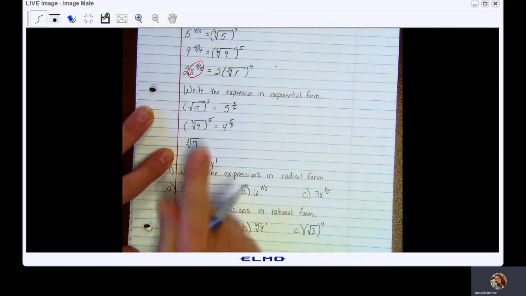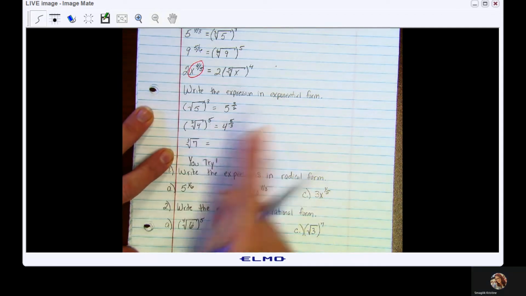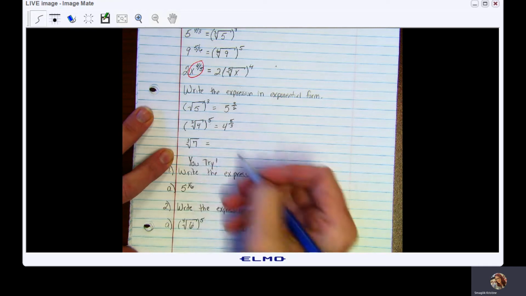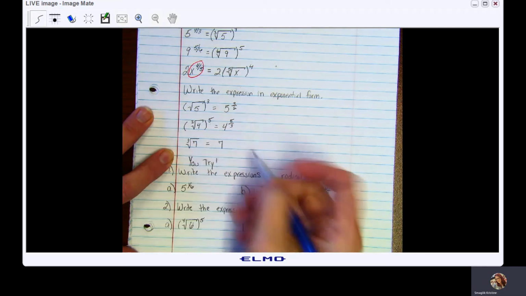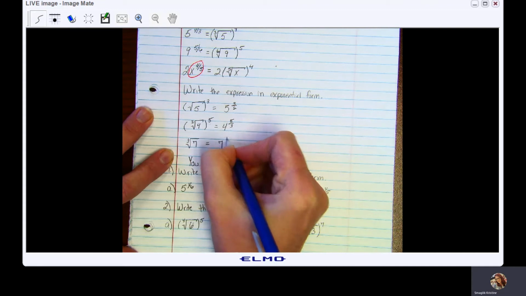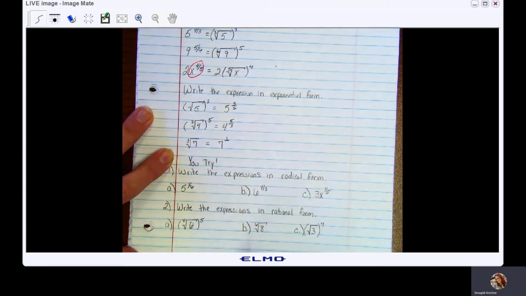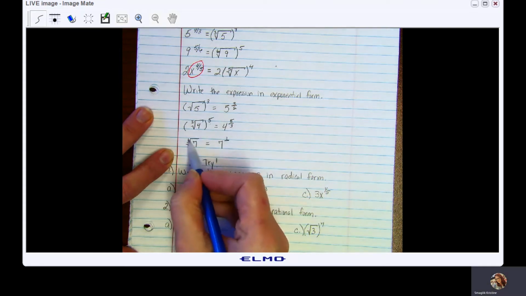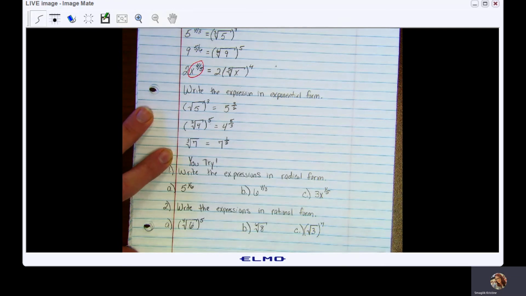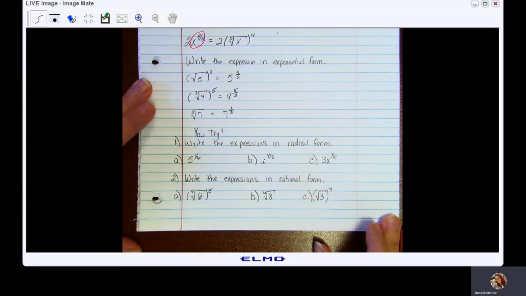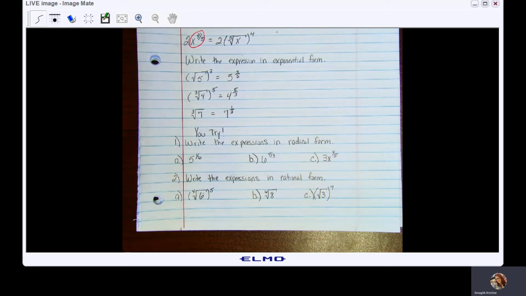And now we have the cube root of 7. My base is 7. The exponent, we don't see anything. So that means there's a 1 in the numerator. And your index, your root here is 3. So this is 7 to the 1/3 power. Here's a you try. Go ahead, pause the video, jot these down, give them a try. When you're ready, go back to the video and we will review the answers.